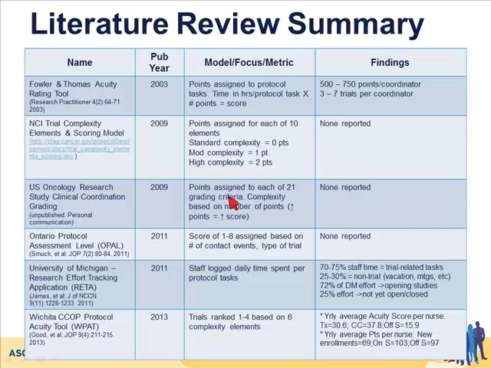And actually, US Oncology had a really nice tool that assigned scores or points to 21 grading criteria, and the complexity was based on the number of points. The higher the points, the higher the score. But they reported that their sites weren't able to use this tool themselves. US Oncology had to go to these sites and conduct the evaluation themselves. So I thought, okay, that tells us it's probably not going to be a very good tool. However, the criteria they used were very good.